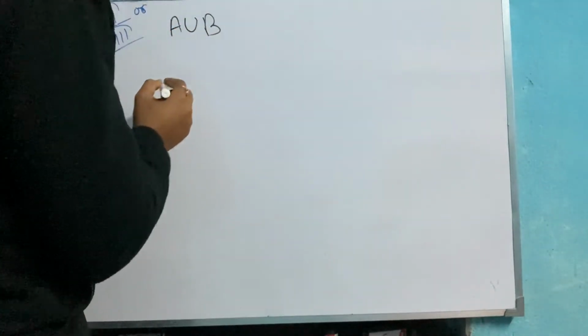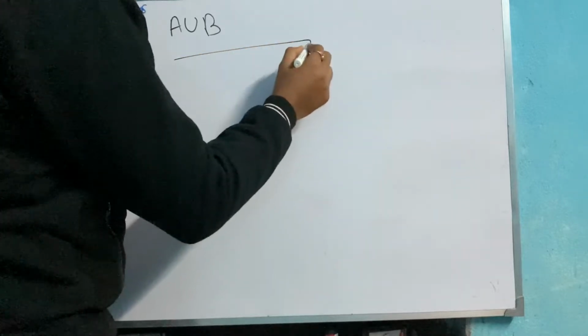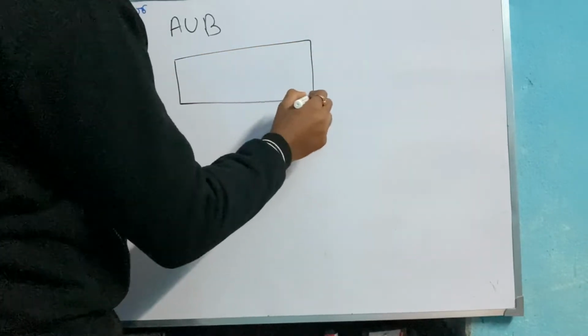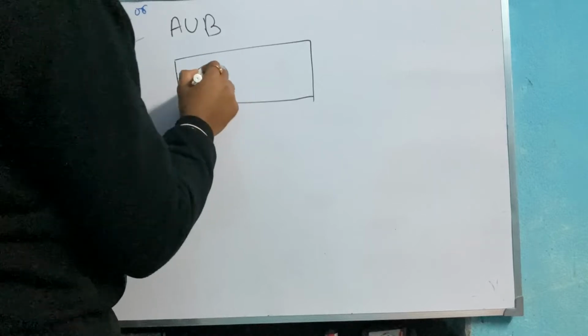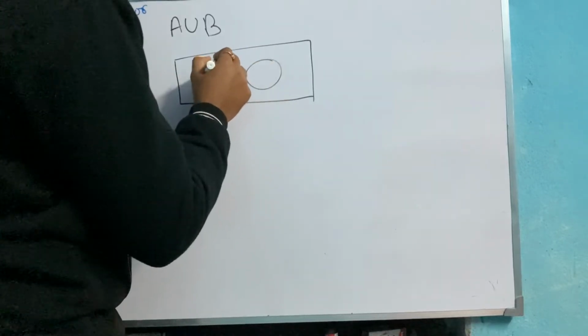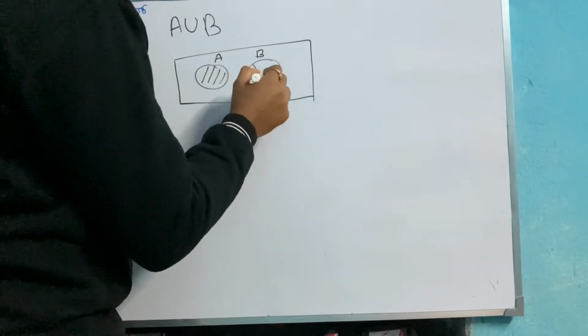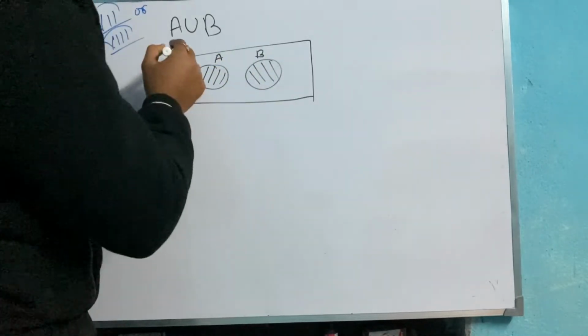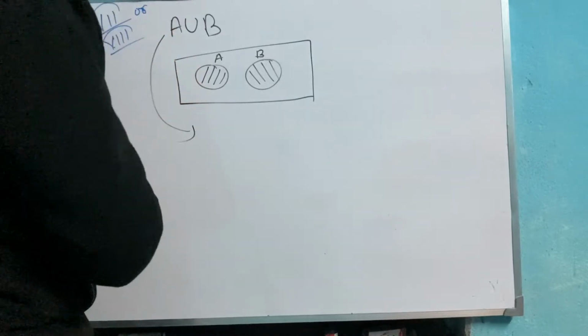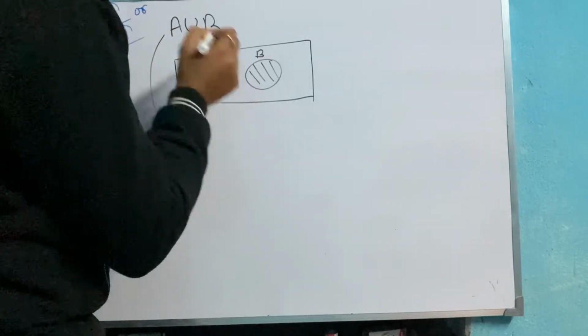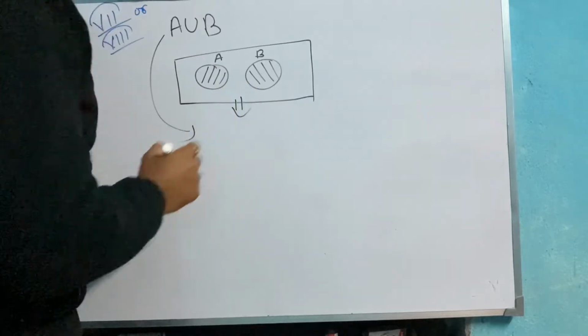For the Venn diagram for the union of two sets, like for set A union B, the Venn diagram must be drawn like this. This is the set A and this is the set B. If on a paper this is the set A and this is the set B, now what will be the union of these two sets?